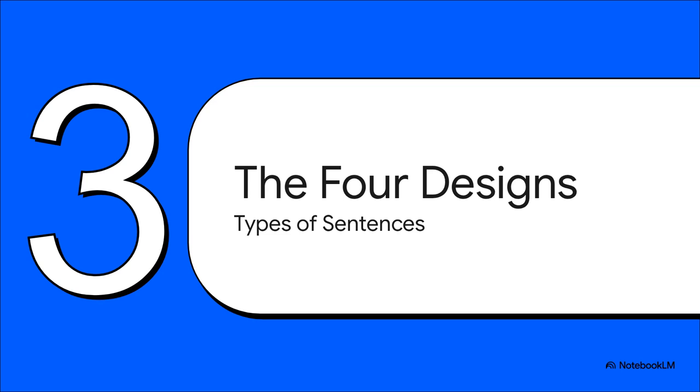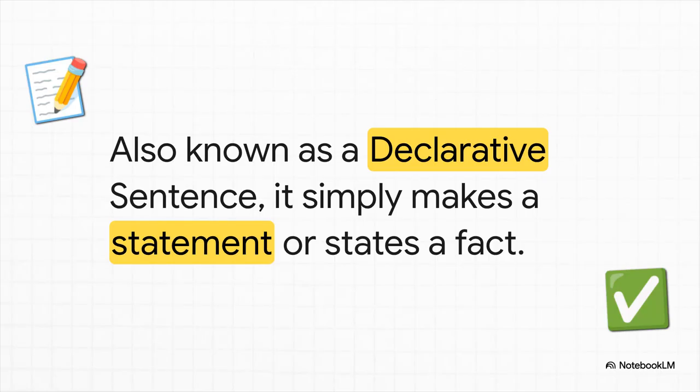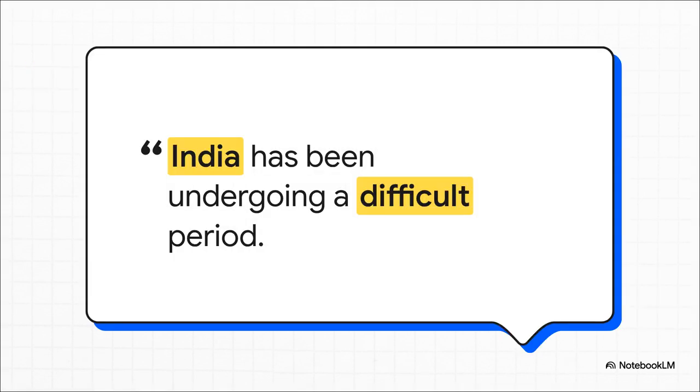All right, so now that we have our foundation and the 2 key parts, let's get into the 4 different designs a sentence can take. And what's cool is you use these all day, every day, probably without even thinking about it. First up, we've got the workhorse of the group, the assertive sentence. Its job is super straightforward. It just makes a statement. It declares a fact or an opinion. It asserts something. For example, India has been undergoing a difficult period. See? It's not asking a question, it's not giving a command, it's just stating something as a fact.